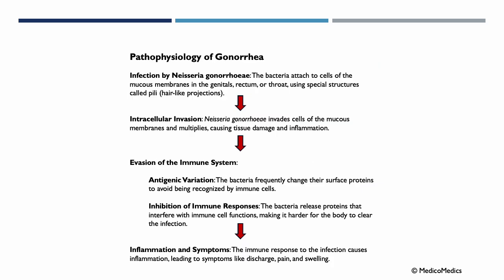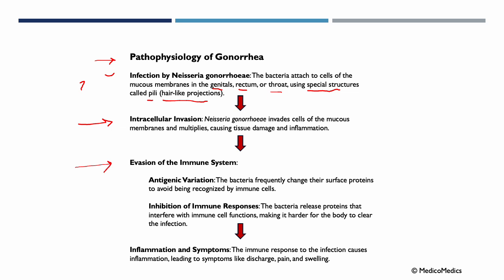Now let's look in greater detail at the pathophysiology of gonorrhea. So we have an infection by Neisseria gonorrhoeae. This bacteria attaches to cells of the mucous membranes in genitals, rectum, or throat using special structures called pili, which are hair-like projections. So when that has happened, we then have intracellular invasion. Gonorrhea invades cells of the mucous membranes and then multiplies, causing tissue damage and inflammation.